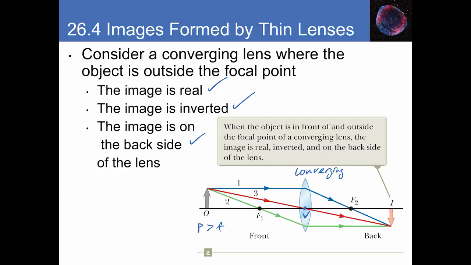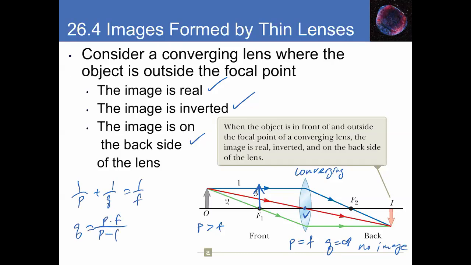And if I eventually bring the object to F1, then if P equals F, Q becomes infinitely far away. That means you say there's no image. And you can see that from the equation: 1 over P plus 1 over Q equals 1 over F. If I do that shortcut, Q equals P times F over P minus F, and if P and F are the same, then you're dividing by 0, which gives you infinity.